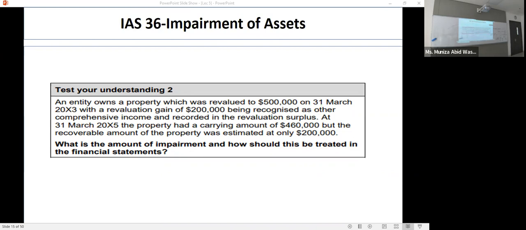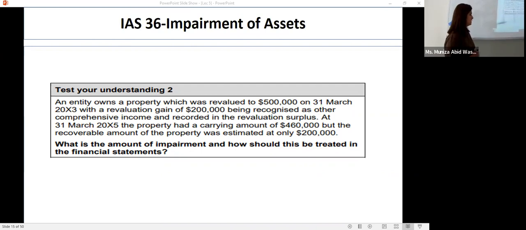Okay, let's start doing. Let's read the requirement first. What is the amount of impairment and how should this be treated in the financial statements? So with the help of that flow chart, again, we are going to do this question. An entity owns a property which was revalued to 500,000 on 31st March 2003 with a revaluation gain of 200,000 being recognized as other comprehensive income.